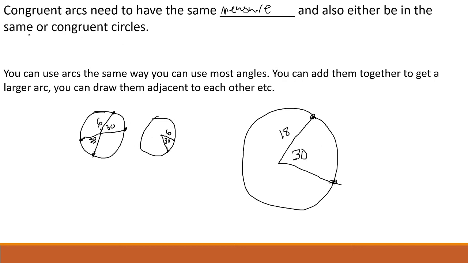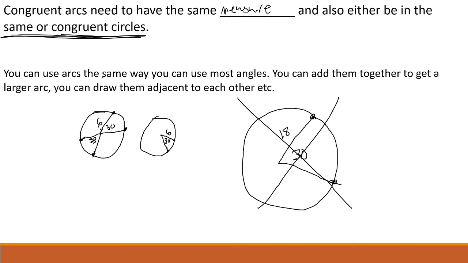So that's where the whole same or congruent circles thing applies, because you can have a big circle with the same degrees, and therefore the arc would have the same degrees as these two, but it would still not be the same because, again, of the sheer size difference. So this would not be a congruent arc in this little set here.